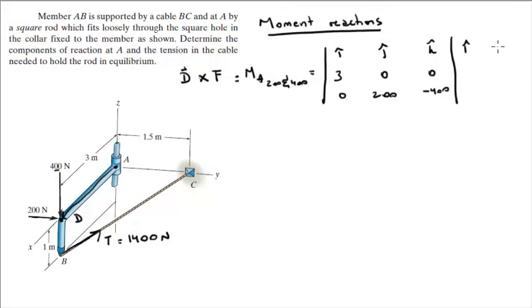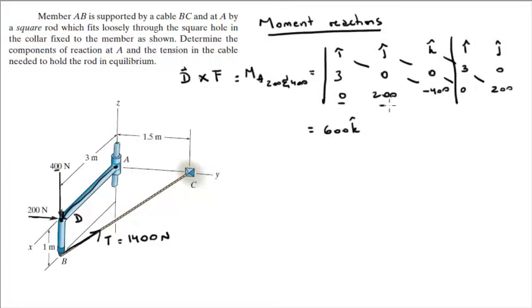So what you do is you rewrite the first and second column, 3, 0, 0, 200. You do your positive diagonals. So i times 0 times negative 400 is 0, j times 0 times 0 is 0, k times 3 times 200 should be 600k.